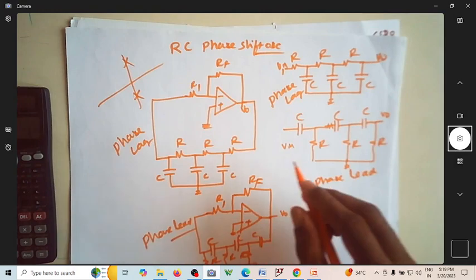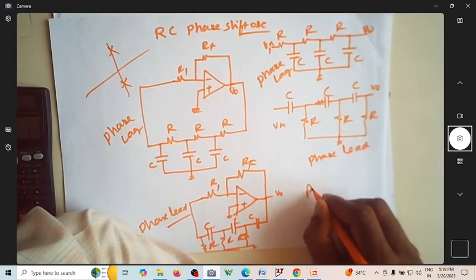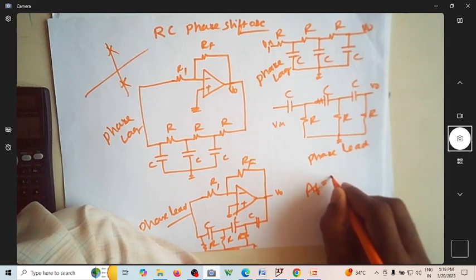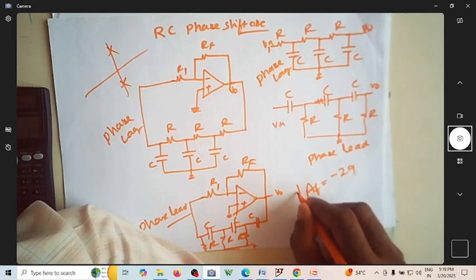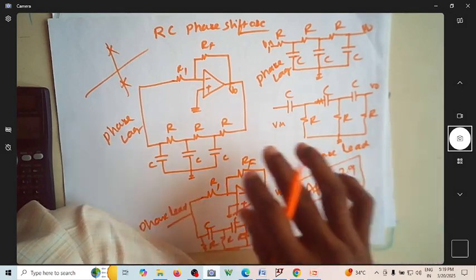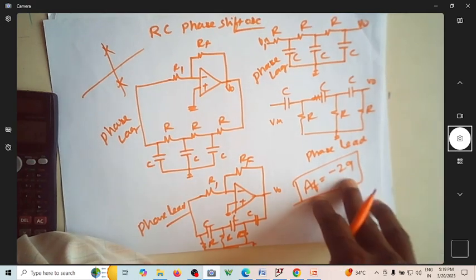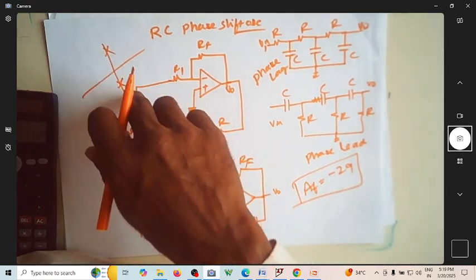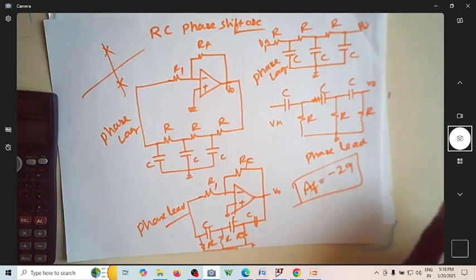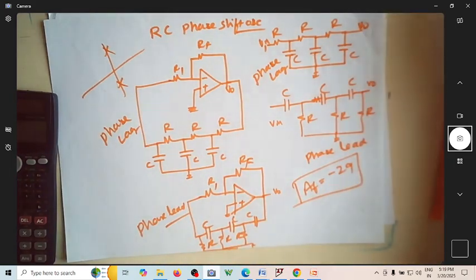Of course, here also we can find that when the gain is equal to minus 29, only then it starts oscillating. The gain of this amplifier should be, of course, 29 in magnitude. If the gain is 29, then the poles will come onto the imaginary axis, and the system is oscillating. We'll see that in the next video. Thank you.